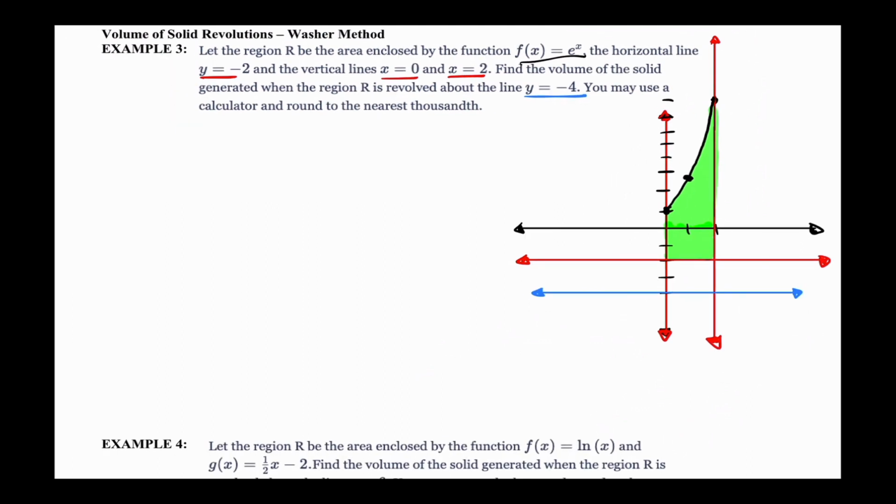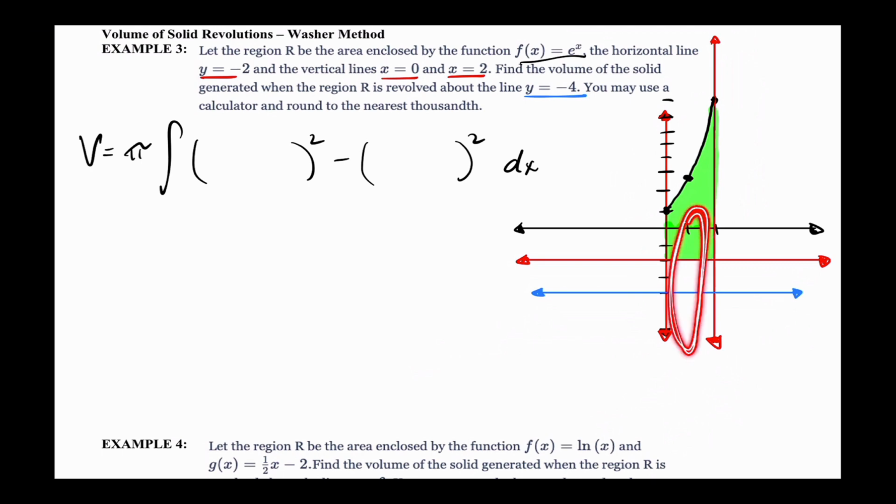Once you have a good visual, the rest of the part's easy because you just set it up and then you use your calculator. Pi, big R squared minus little r squared. This is a dx since we're revolving over a horizontal line.